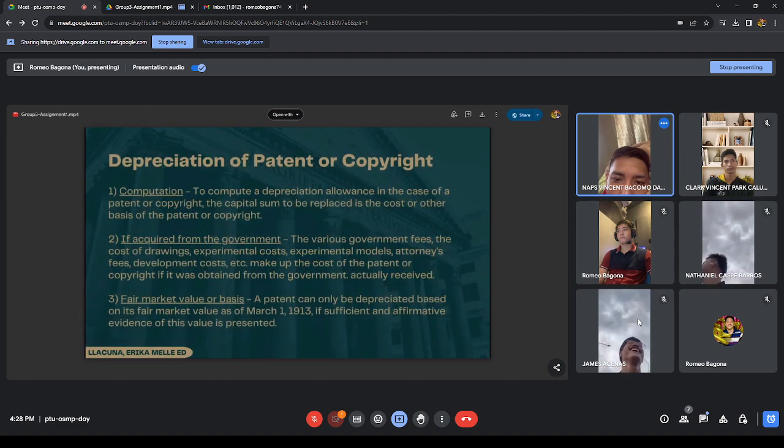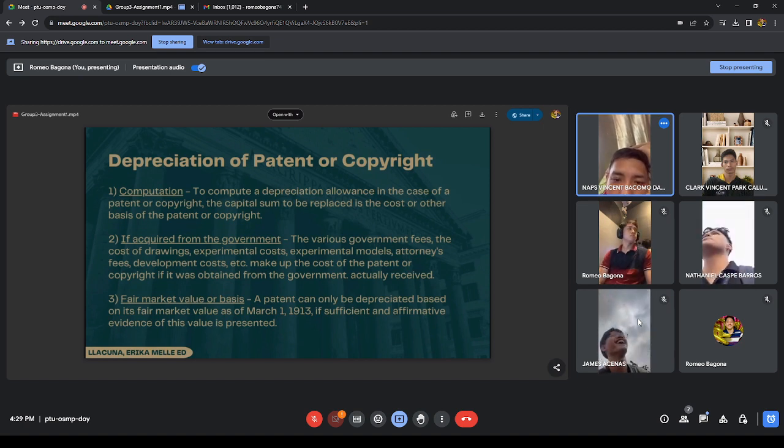Speaking of patent and copyright, what about their depreciation? First, computation. In order to compute a depreciation allowance in the case of a patent or copyright, the capital sum to be replaced is the cost or other basis of the patent or copyright. Second, how about if it's acquired from the government? The various government fees, the cost of drawings, experimental costs, models, attorney's fees, development costs, etc.